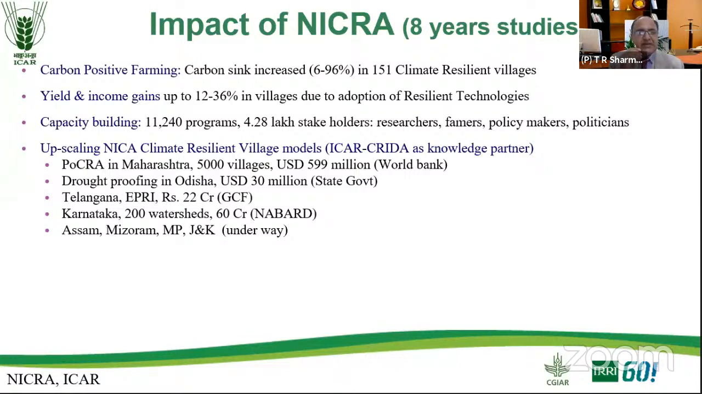Then upscaling the climate resilient village model in various programs, and you can see the data given here from different states like Maharashtra in central India, Odisha in eastern India, Telangana, Karnataka in southern India, and Assam and Mizoram, particularly from northeast India. All these states are being covered under this program, which is working very efficiently on climate resilient agriculture. Next slide.